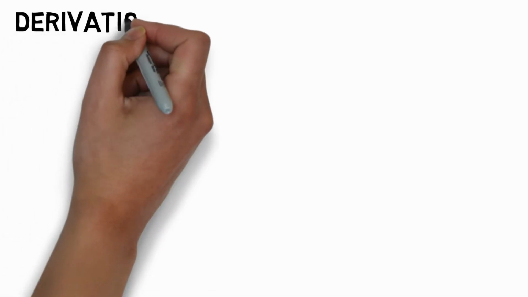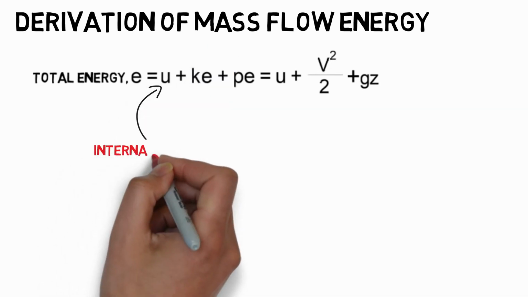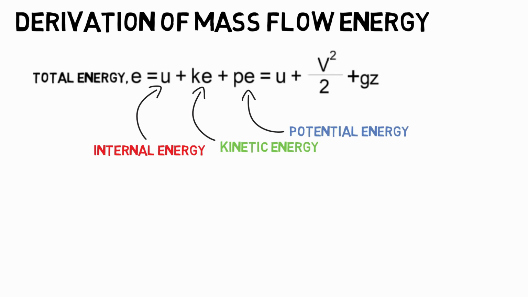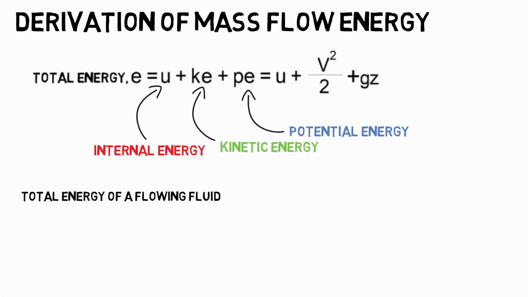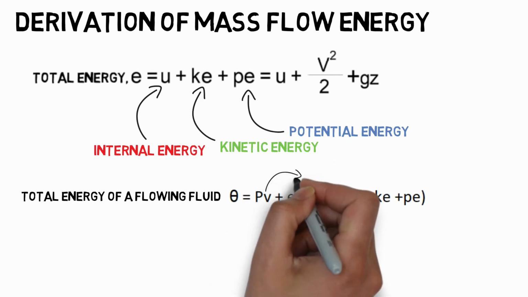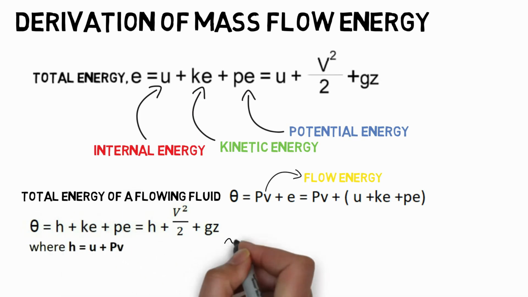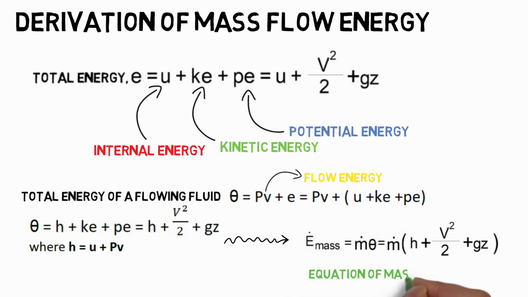Derivation of mass flow energy. Energy for a simple compressible system consists of three parts: internal energy, kinetic energy, and potential energy. The fluid entering or leaving the controlled volume possesses an additional form of energy, flow energy. Hence, the total energy of a flowing fluid becomes, which gives us our equation for mass flow energy.